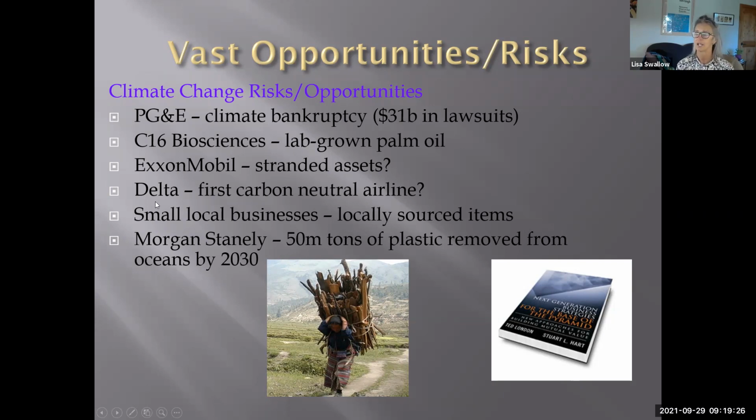Delta Airlines just came out three weeks ago, talk about an opportunity, as the first carbon neutral airline, they're telling us. They are actively investing in a carbon-free airline fuel, aviation fuel. And if they get there first, that's going to be a huge opportunity. So on and on and on, tons of opportunities and risks around climate change.